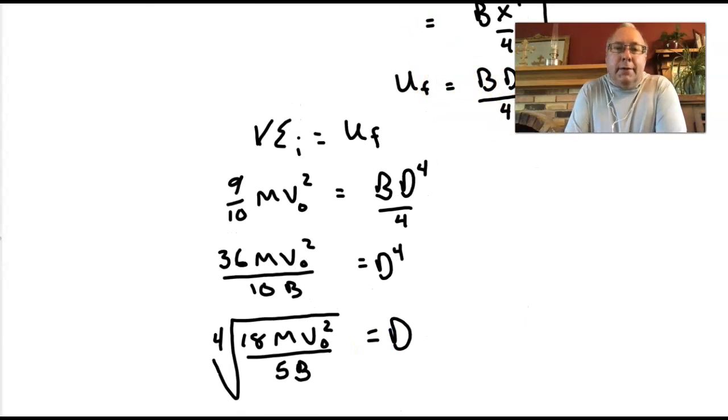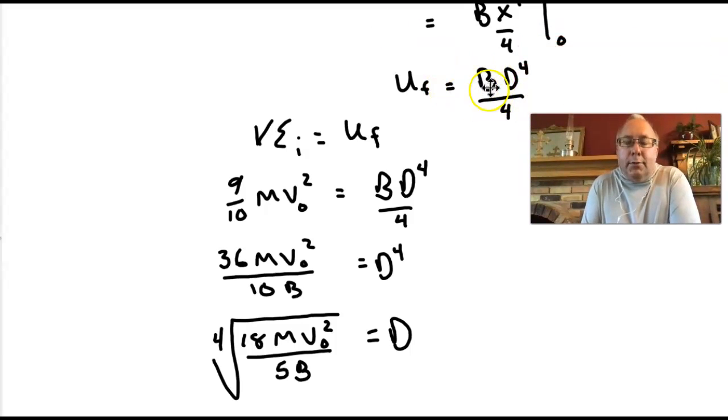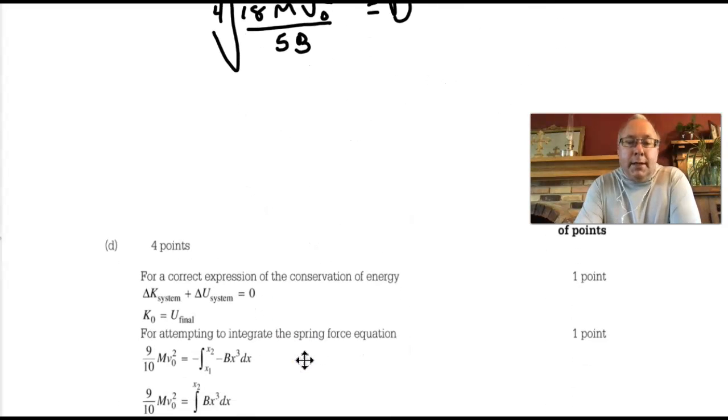But this isn't too bad of an idea, and I'm going to end up showing you this in case you end up with something like that with a potential energy. All right, so we just set our initial kinetic energy equal to that final potential energy, and we solve for d. It's definitely a strange expression, so you might not be confident in it, but the fourth root, 18 mv squared over 5b. Okay. All right, so how did they award the points out on that one?